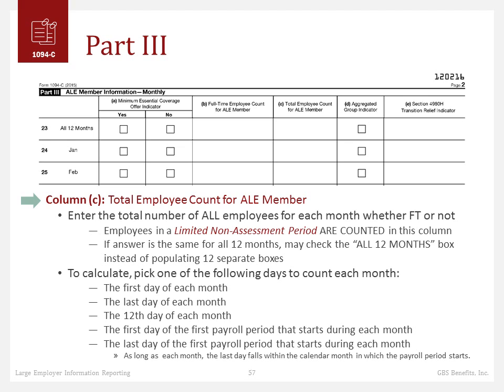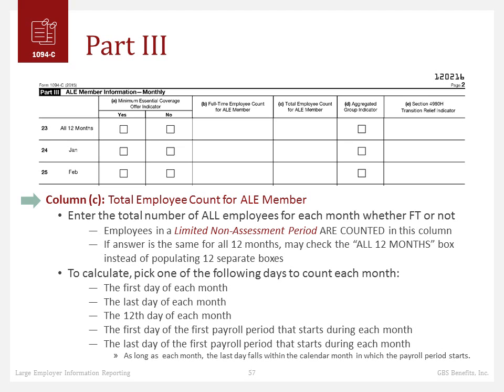Okay, we've talked about column A and column B. Let's talk about column C. This one's super easy compared to the others. You're going to enter the total number of all employees for each month, whether they're full-time or not. Basically, you're counting belly buttons. You don't have to exclude those who are in a limited non-assessment period.